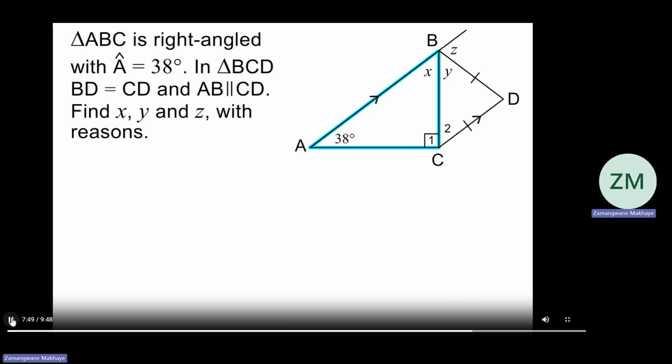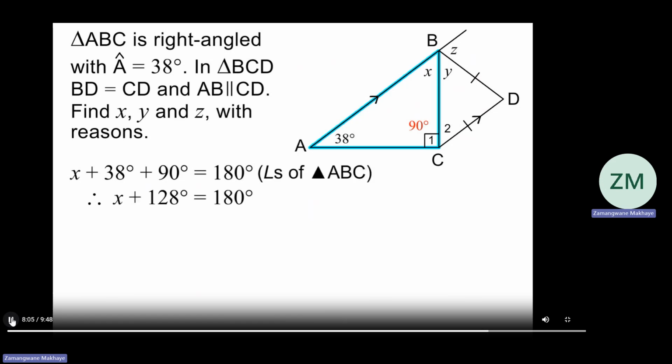To find x is easy. We just need to use triangle ABC. And angle C1 is of course 90 degrees. We can therefore write the following equation, and don't forget the reason. To solve the equation, we begin by adding 38 degrees and 90 degrees. We then subtract 128 degrees from both sides. X is therefore equal to 52 degrees.